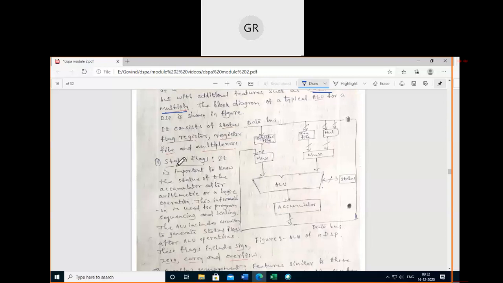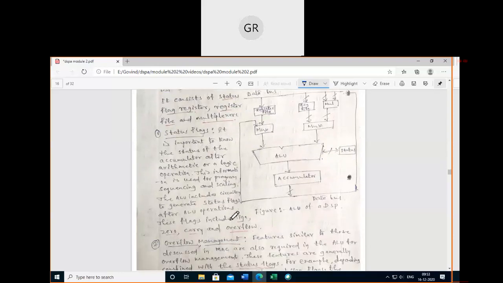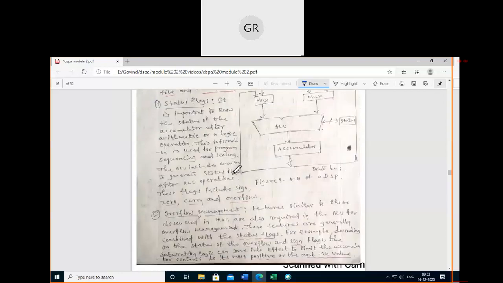Status flags. It is important to know the status of the accumulator after an arithmetic or logic operation. This information is used for program sequencing and scaling. The ALU includes circuitry to generate status flags after ALU operations. These flags include sign bit, zero, carry, and overflow.